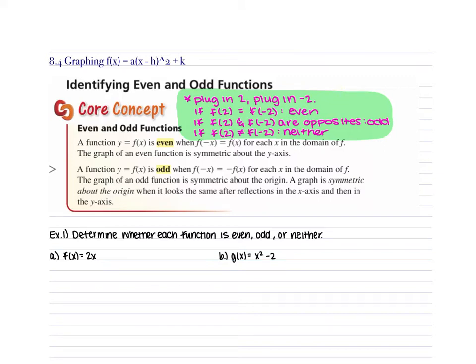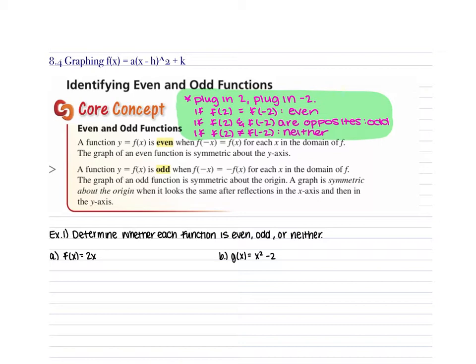8.4 goes over graphing functions in the form of a times x minus h to the second power plus k. The first thing that we're going to look at within this section is identifying even and odd functions. So the way that you do this is you're going to plug in positive 2 and you're going to plug in negative 2 for x in the same function.